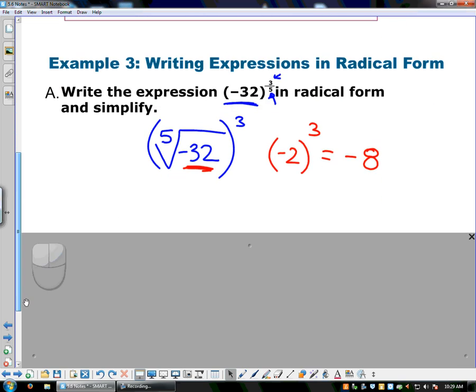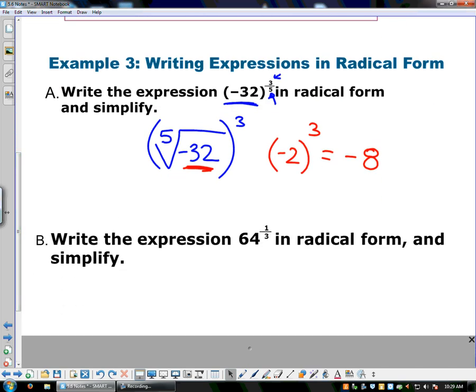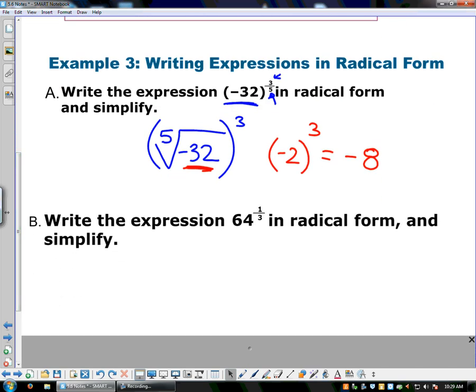All right. And how about this one? Write the expression 64 to the 1/3 in radical form and simplify. Again, the denominator becomes the index on the radical. The base becomes the radicand, and really we just have it raised to the 1st. You don't have to put that 1 down if you don't want to.